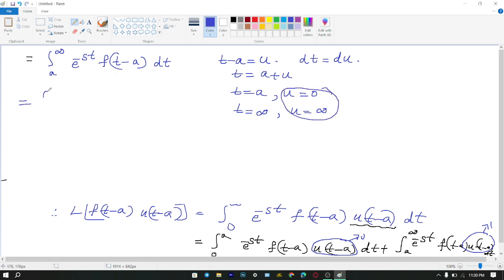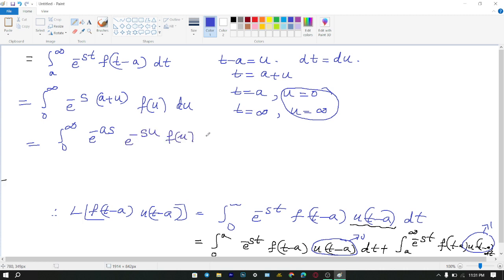So here this is the integral from 0 to infinity e raised to minus s. Now instead of t you can write a plus u, then instead of f of t minus a you can write f of u, then dt means du. Now this is equal to the integral from 0 to infinity e raised to minus as e raised to minus su f of u du.